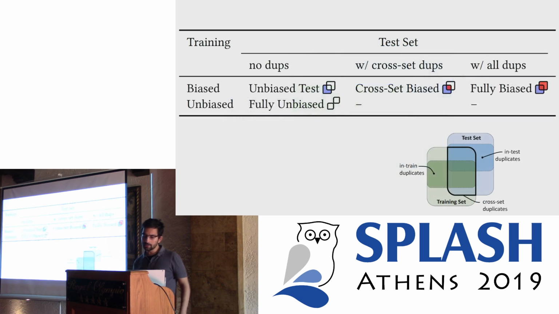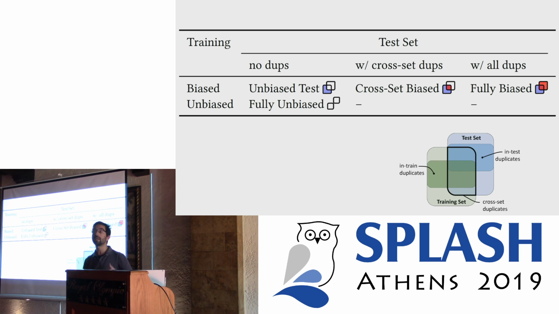So we've developed this terminology, which we use this notation for. You can see there is a relationship between this notation here and here, where it shades the part of its square based on where duplicates are. We might be training on a biased data set, where we have duplicates in our training set, but our test set doesn't contain duplicates.